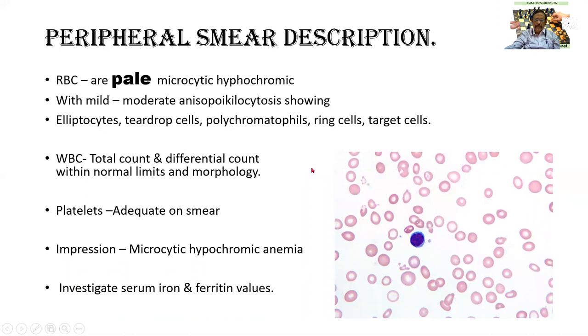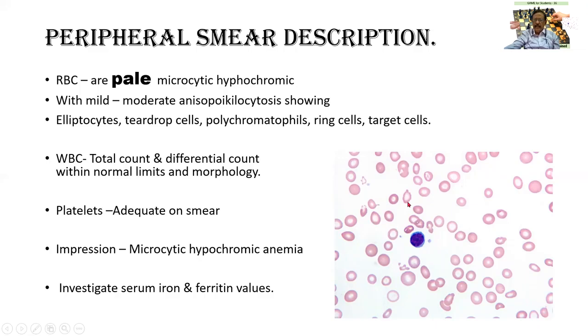So the RBCs, as I told you earlier, you find that they are pale looking, microcytic, hypochromic, with moderate amount of anisopoikilocytosis. Anisocytosis will be the variation in the size. Look at this cell and this. This and this. There is a variation. And poikilocytosis is a variation in shape.